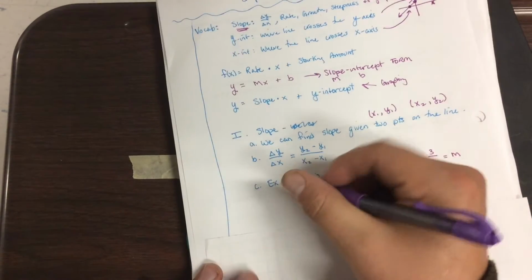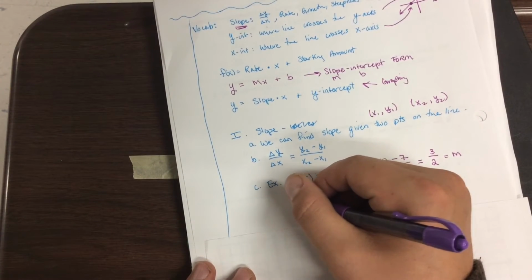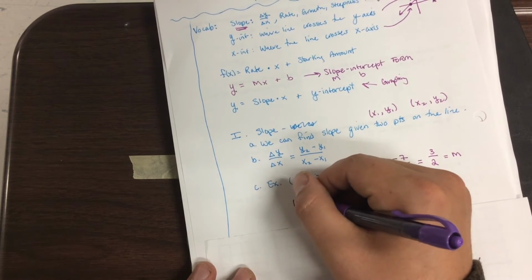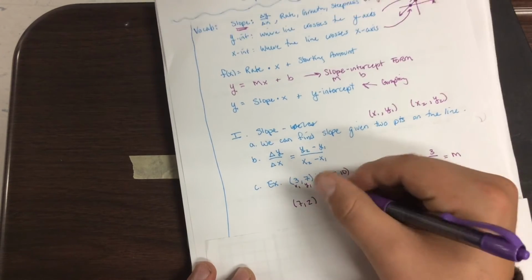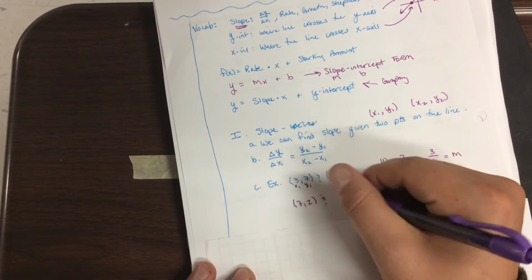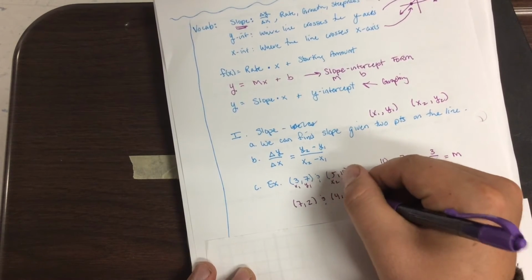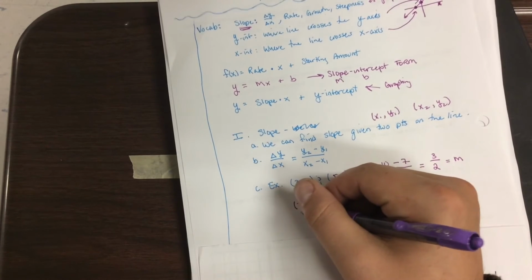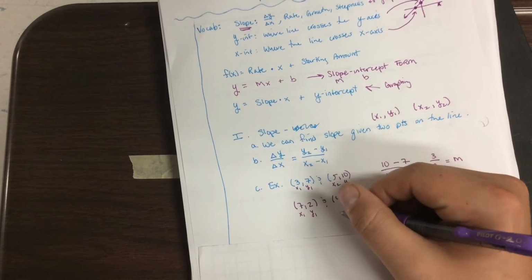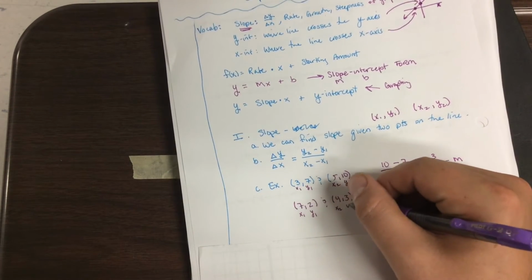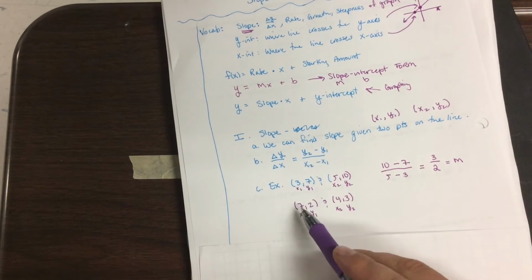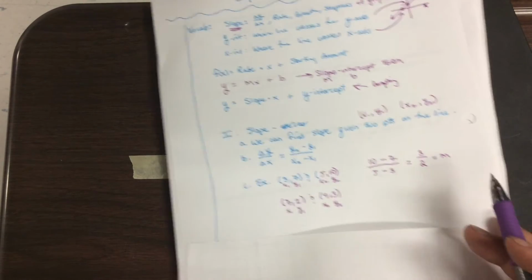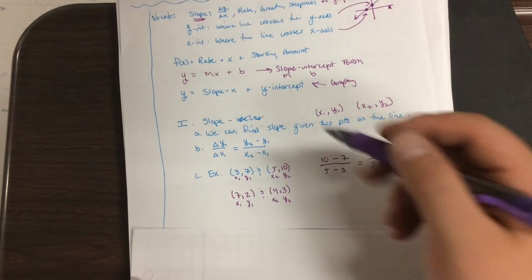Let's go and do another one. Let's try (7, 2) and (4, 3). So I'm going to do the same thing I did before. I'm going to make one x1, y1. Make this one x2, y2. So this is the first point we're talking about, and then the second point we're talking about. We're going to plug this into the formula.